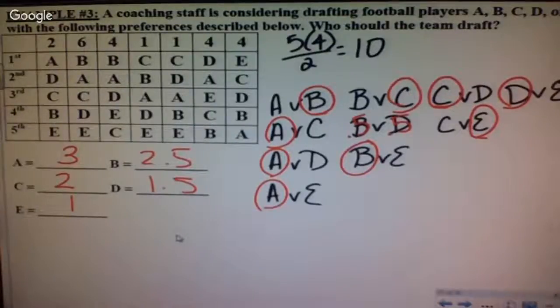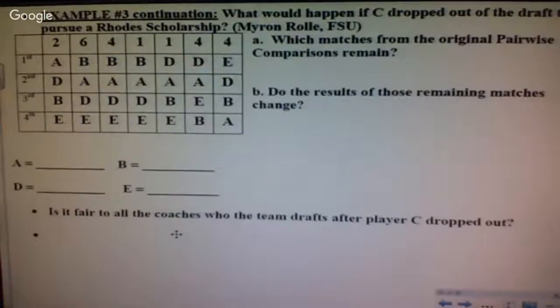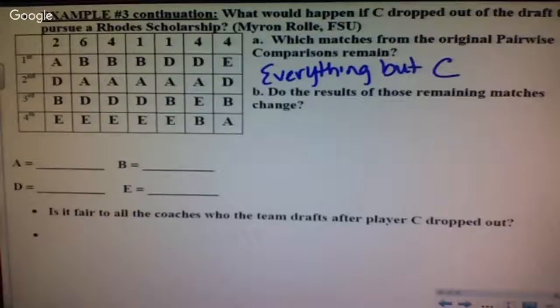Questions on that one or where any of that came from? Was the last example on the video too? Yeah. Okay. So all we did here is we took out C. Okay. So which matches from the original pairwise comparison remain? Everything but C. We took out your C candidates. So do the results of those remaining matches change? No. Okay? They don't change at all.